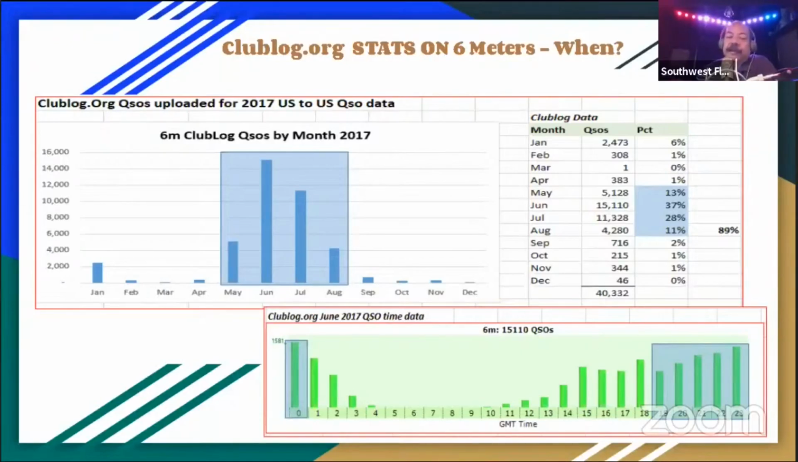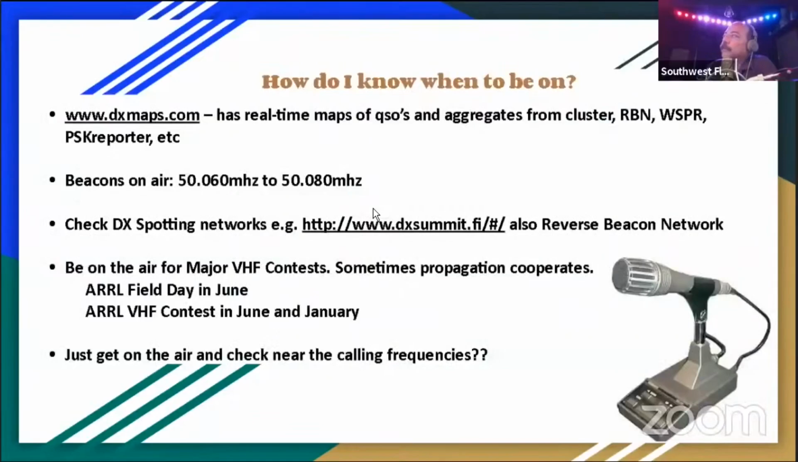That seems to be the heat of the day, when it seems to run for me when I'm doing my propagation monitoring here. All right, how do you know when to be on? Well, DX maps, you've got to use your real-time maps. I've got so many screens. Sometimes I have 4 maps up on this one screen over here. I'll have 4 of those PSK maps up at the same time with 6 meters, 10 meters, 20 meters. I'm monitoring everything.